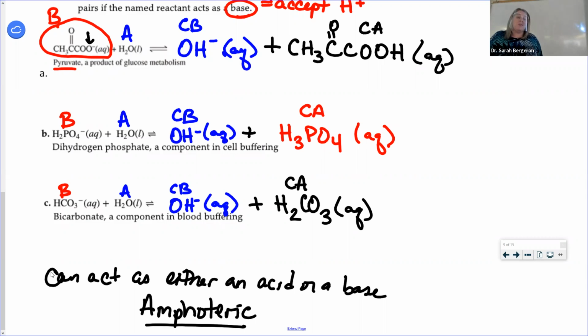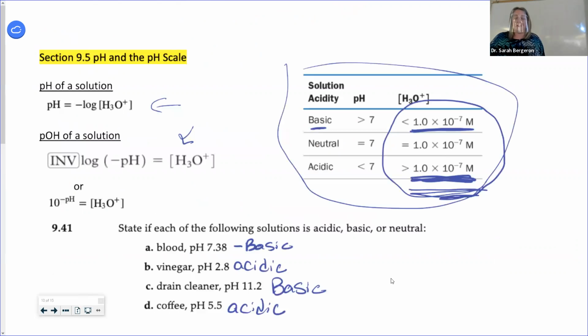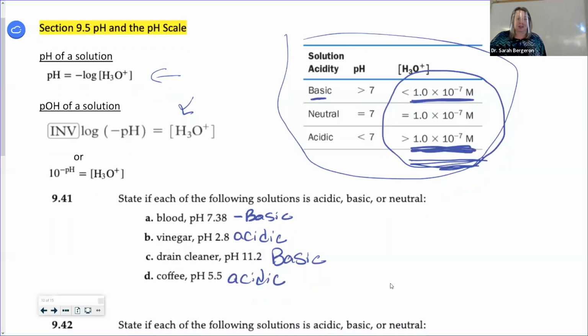A lot of times when you have buffers, you have substances that are amphoteric because you have to take into account an acid challenge to the system or a basic challenge to the system. And we'll talk about that in just a little bit. Okay, so now we're going to talk about pH. Now that you understand acids and bases, we're going to talk about pH.